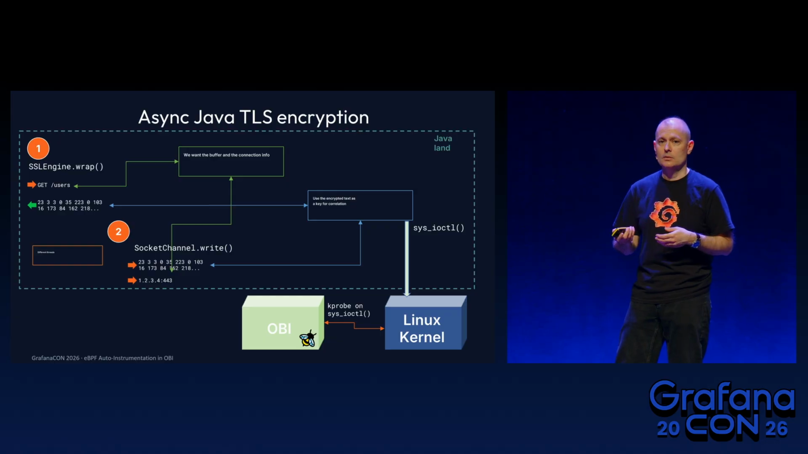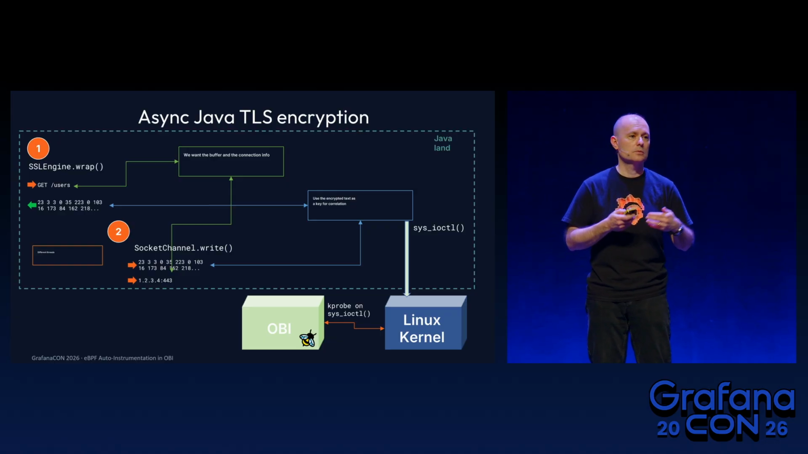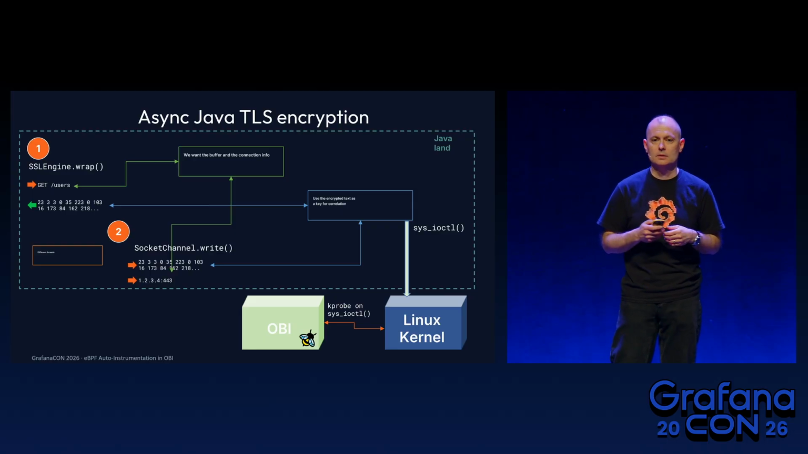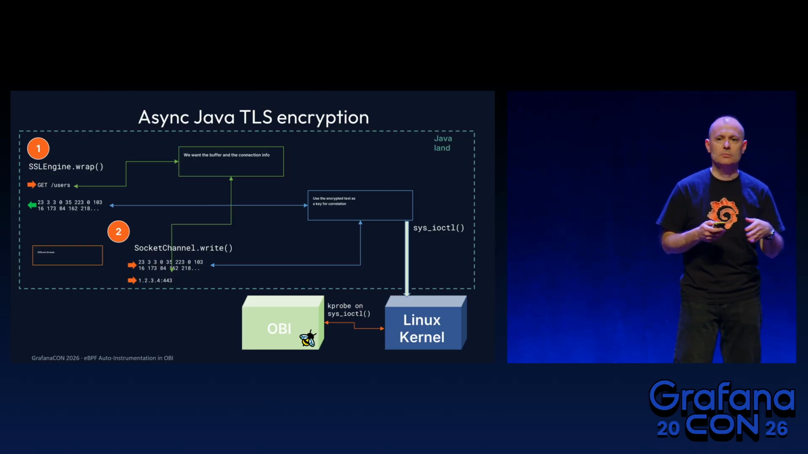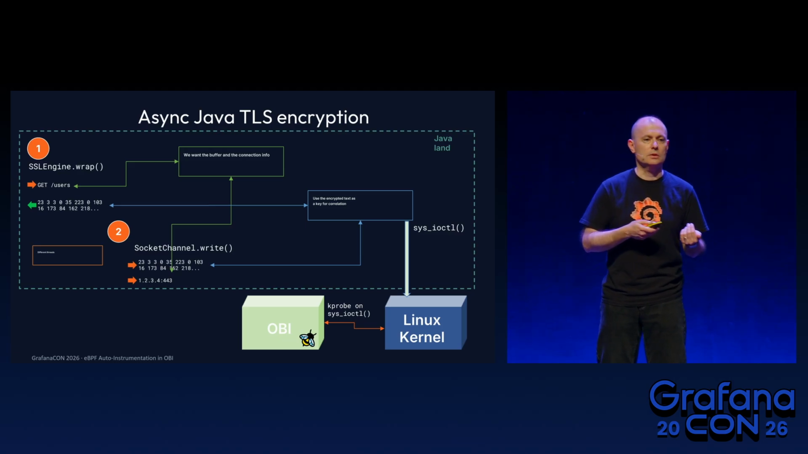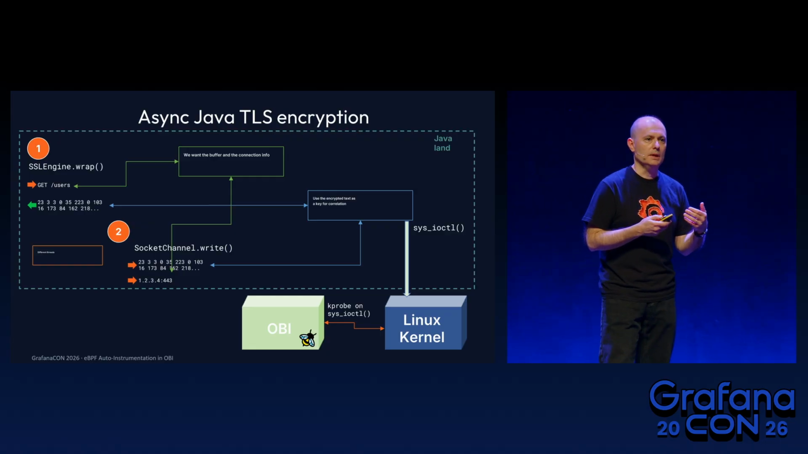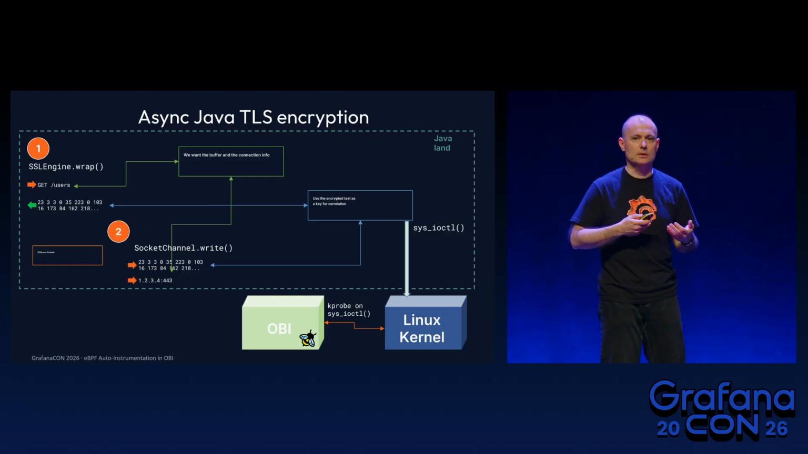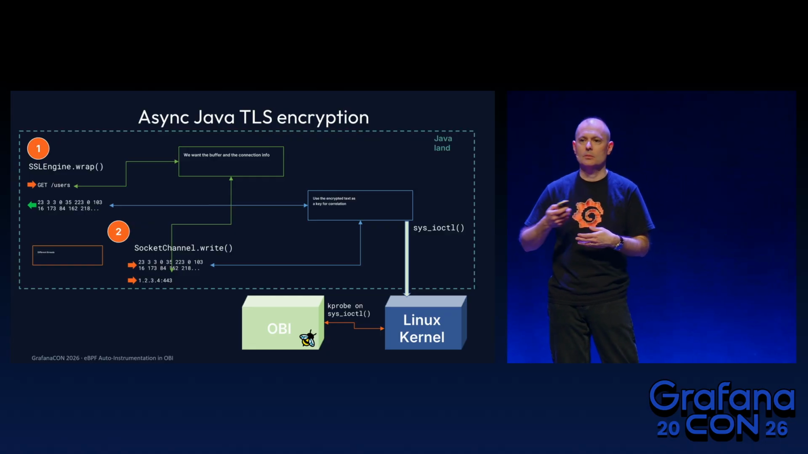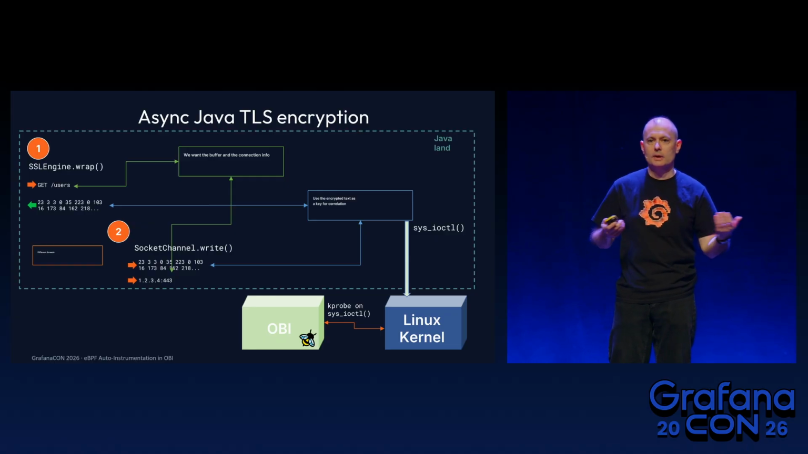However, other implementations of SSL encryption in Java use two separate paths. For example, Netty. They have their own high-performance socket implementation, but they use the SSL engine from Java to do the encryption. And so the actual work here is asynchronous. One part does the encryption, the other part does the actual communication to the other side. So how do we correlate these buffers?